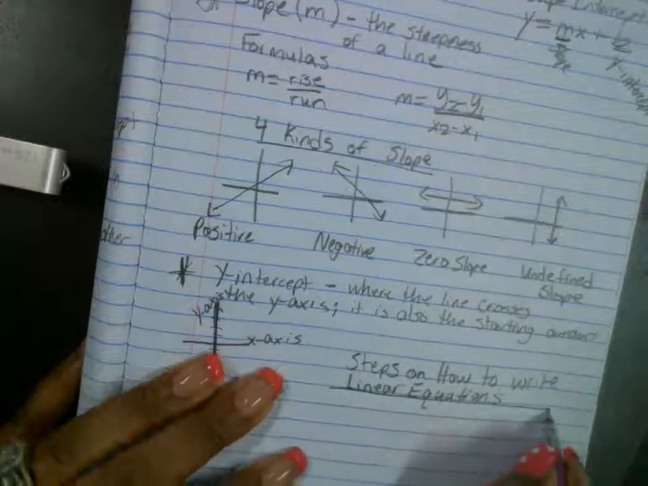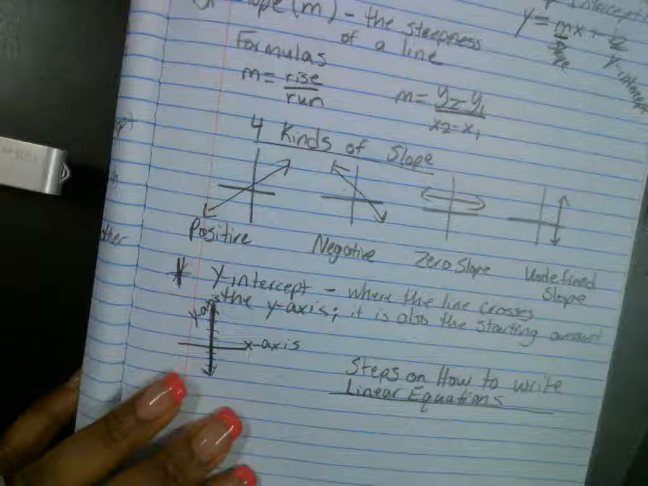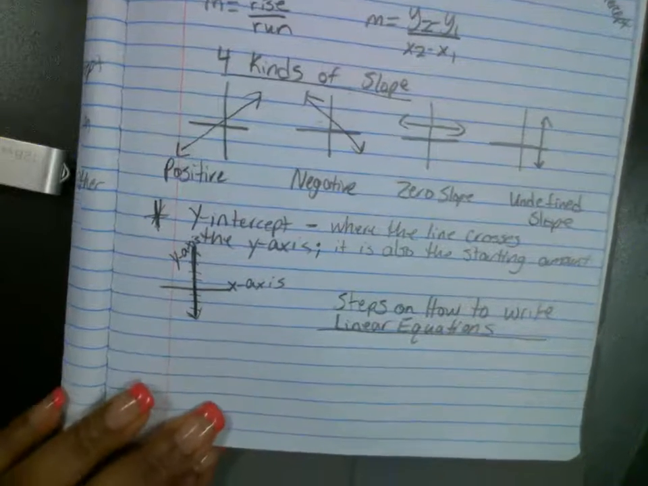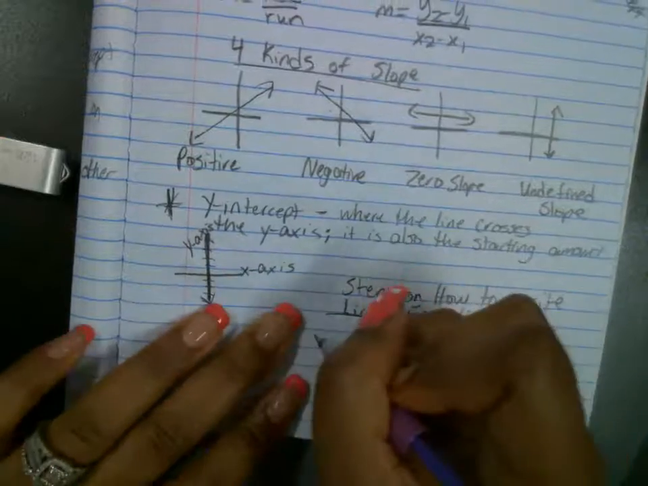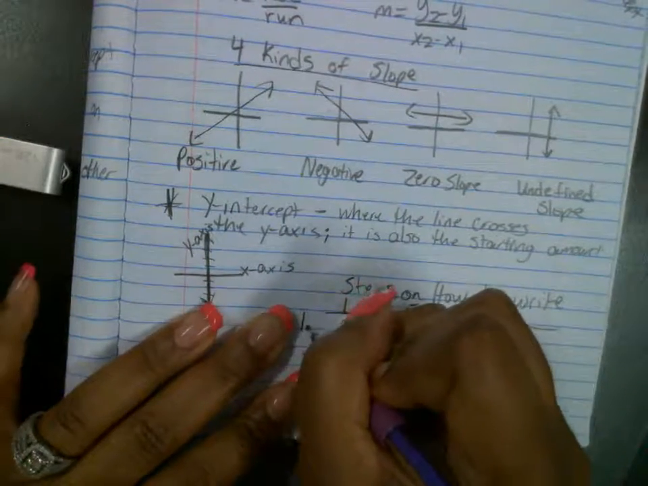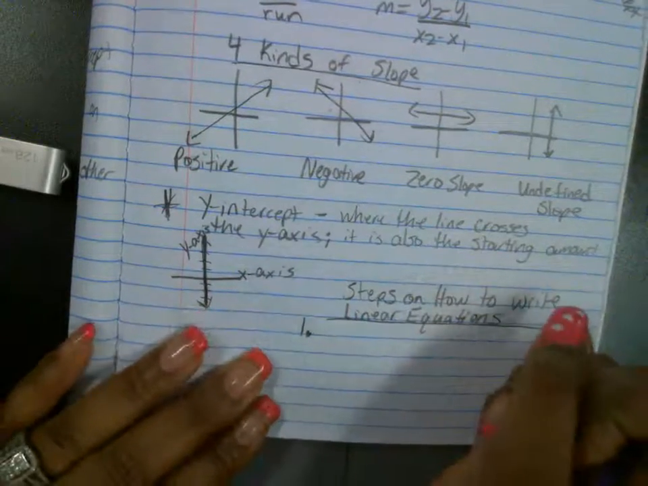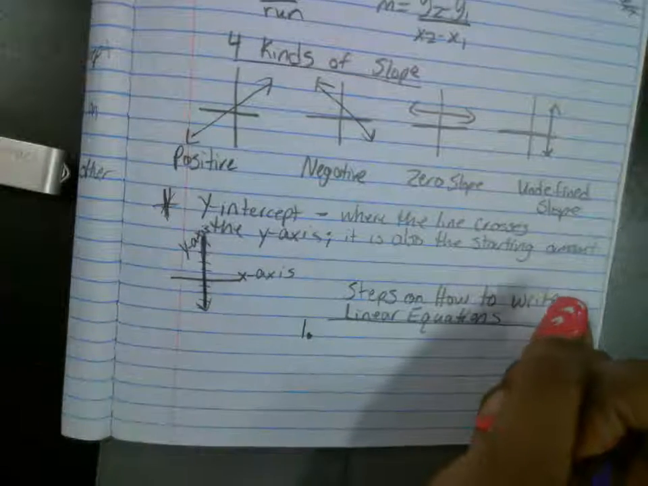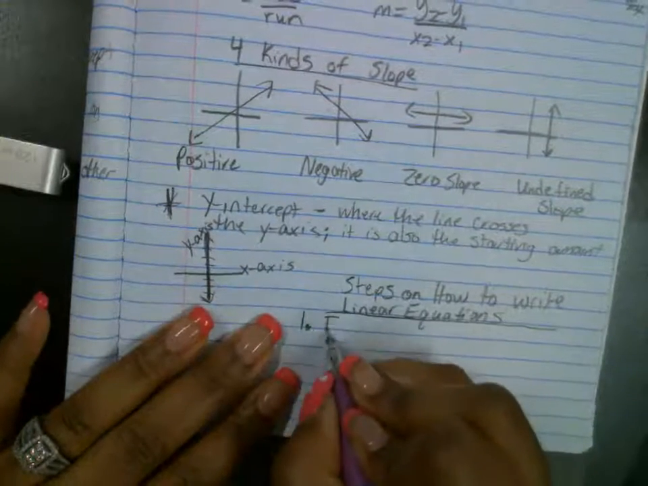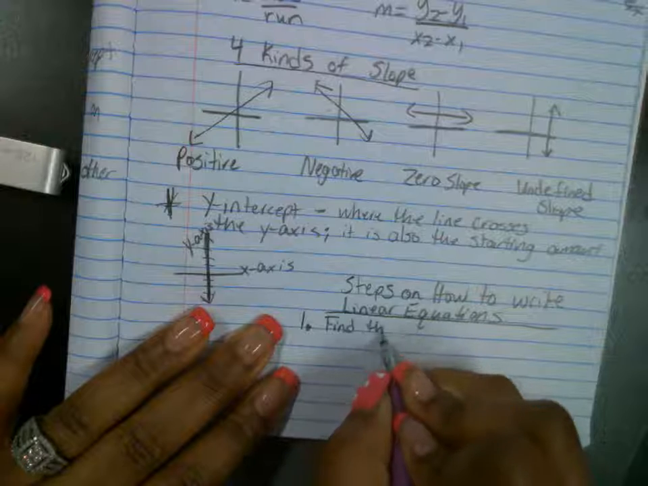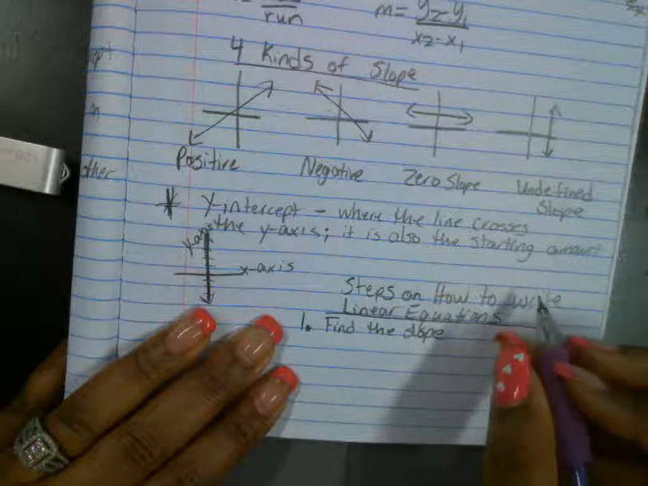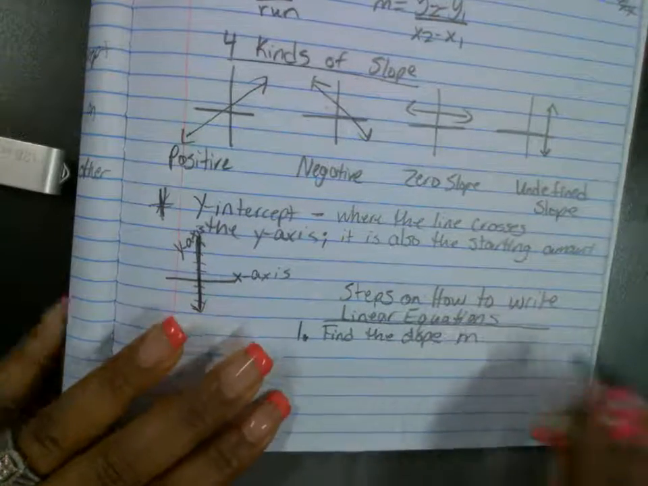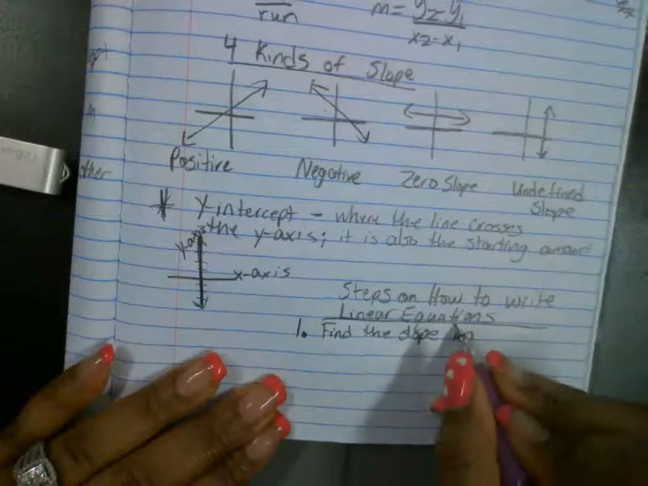I'm going to pause for the calls. All right? So we got 3 steps. The first step, does anybody remember what that first step was? Yes. Find the slope. What letter do we use for slope? M. There are 2 formulas for slope.